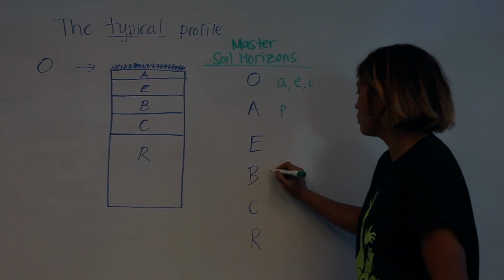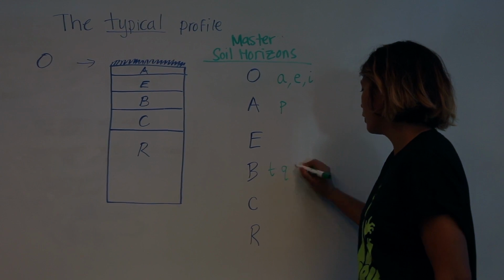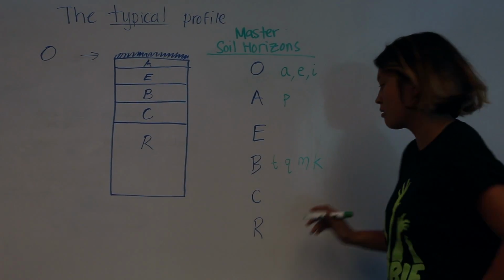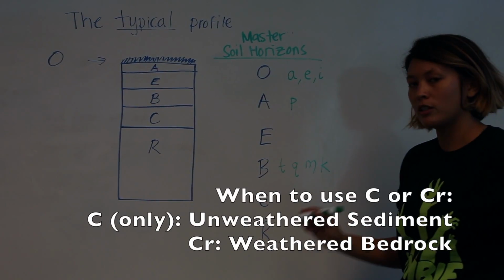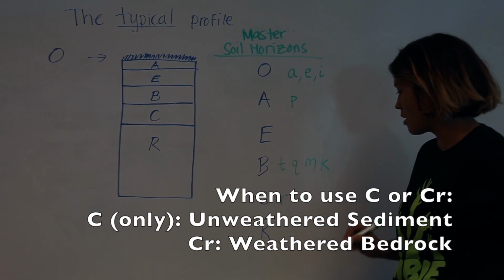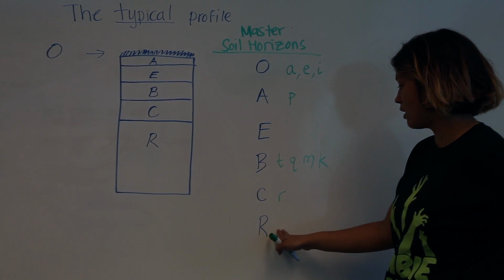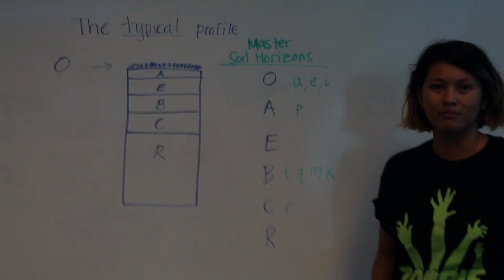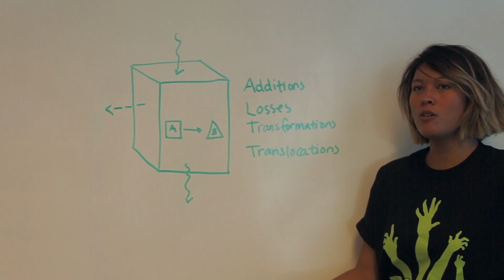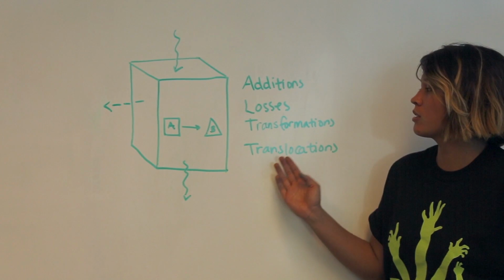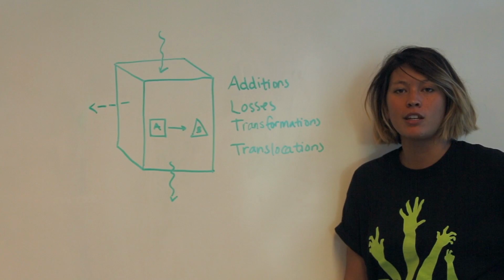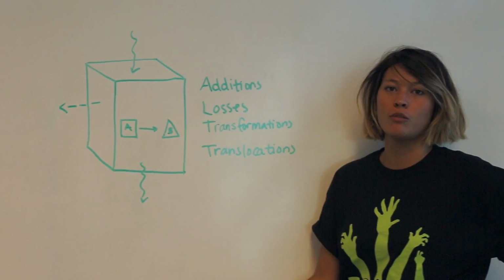But going through the B, we have a T, a Q, an M, a K, etc. For C, the only suffix you have with a C is a CR. And that's it. R does not have any suffix because it's not technically soil. If you are confused by the additions, losses, transformations, and translocations in the soil, I recommend going into the textbook because it has a really good explanation of these processes.